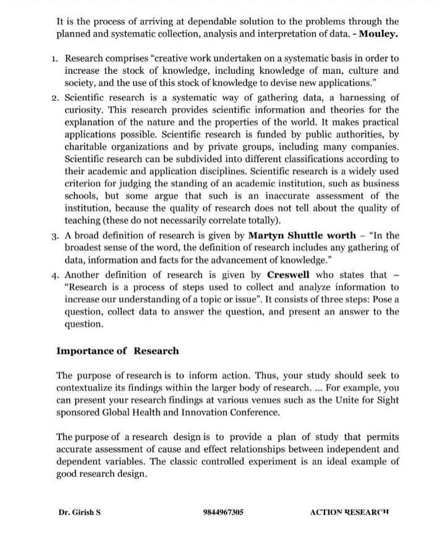Including many companies, scientific research can be subdivided into different classifications according to their academic and application discipline. Scientific research is a widely used criterion for judging the standing of an academic institution, such as a business school, but some argue that this is an inaccurate assessment of the institution because the quality of research does not tell about the quality of teaching. These do not necessarily correlate totally.